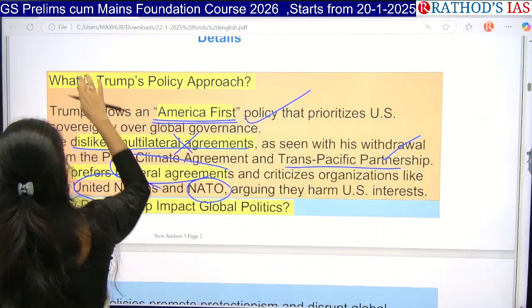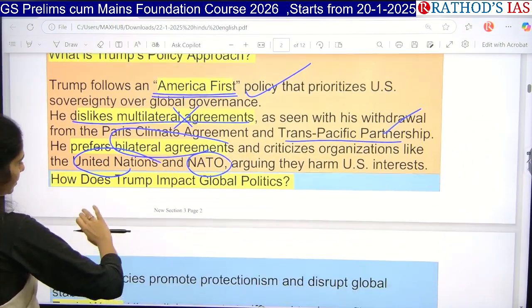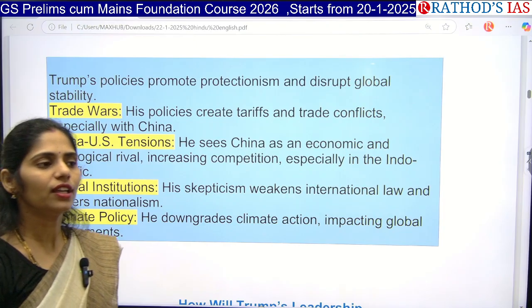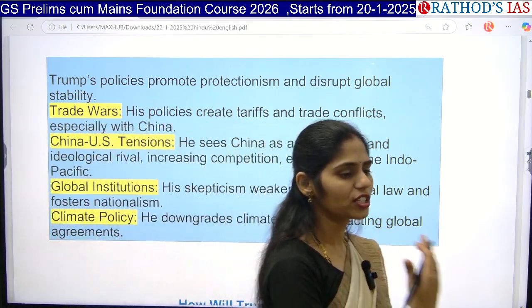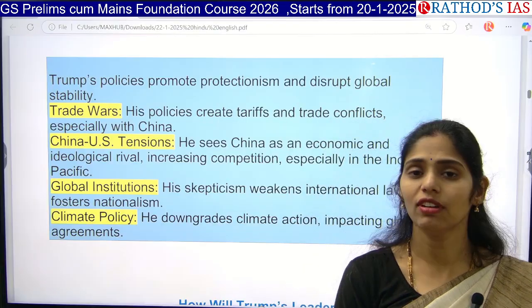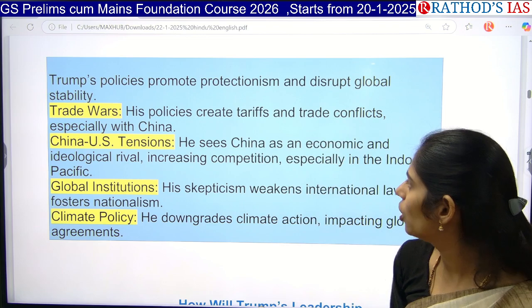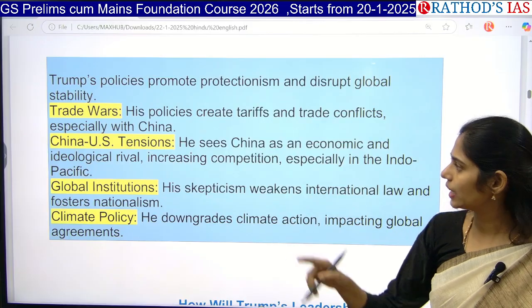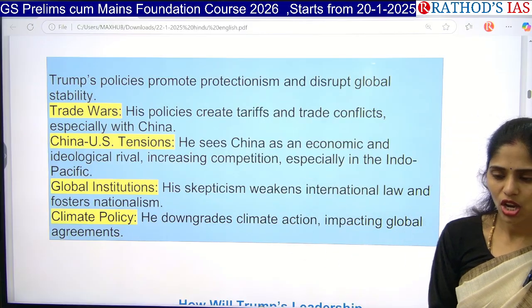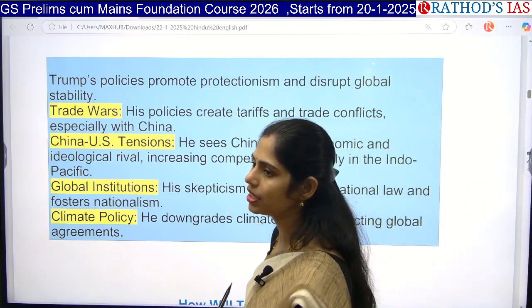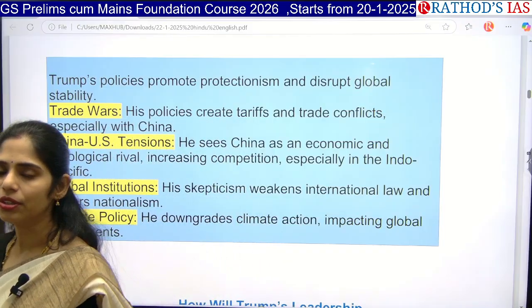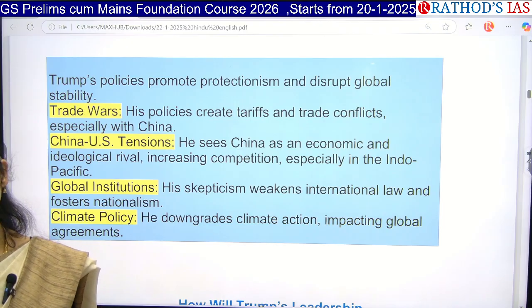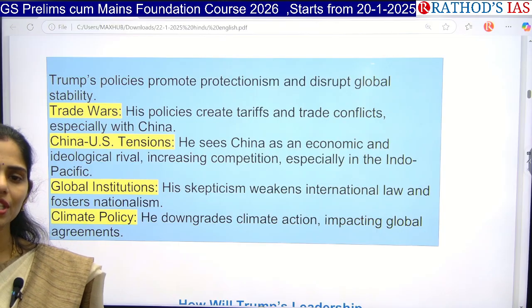And next is how this is going to impact global politics. So yes, of course it will have an impact, because whenever Trump says that we are focusing on America first policy, that means he will be focusing on protectionism. Because of this protectionism, it will obviously disrupt global stability. And next, that may also lead to trade wars. Already you know during Trump's first era, that led to the trade war between China and the US. In the same way, it may continue, it may escalate these trade wars between the countries.